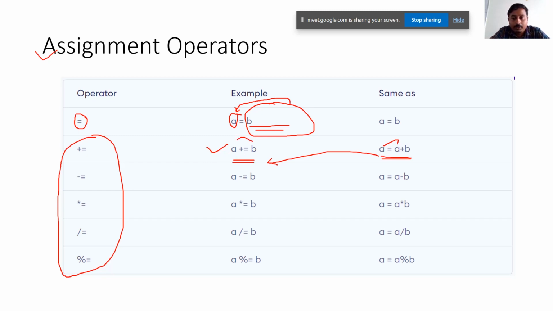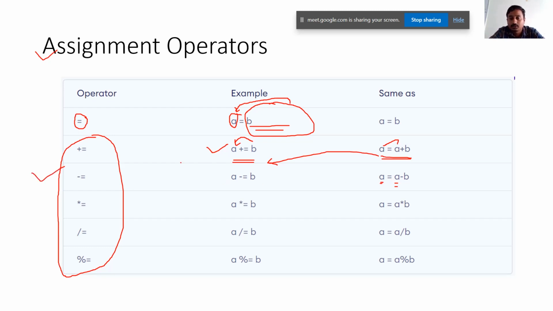You add b to a, you read it like that. Okay, so it is like add b to a, subtract b from a, multiply b to a, like that. So when we have the same symbol on the left side and the right side of the equal to symbol, you can use this compound assignment operator.